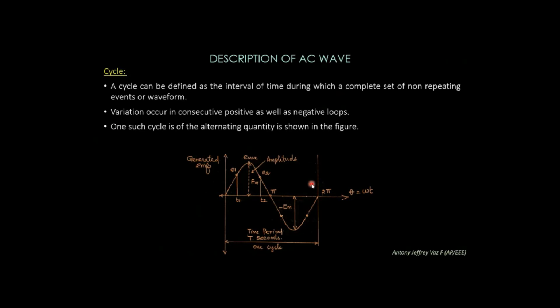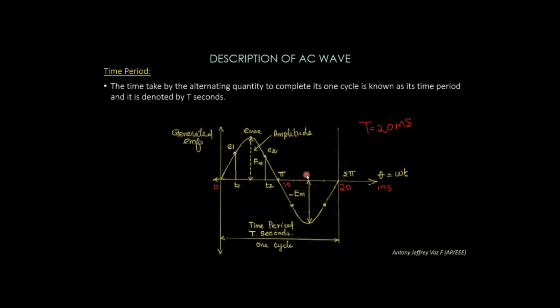One such cycle of an alternating quantity is shown in the figure. One cycle corresponds to 2 pi radians or 360 degree, where pi is equivalent to 180 degree. Time period: the time taken by the alternating quantity to complete its one cycle is known as time period and it is denoted by T seconds.